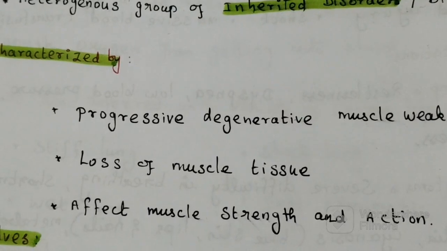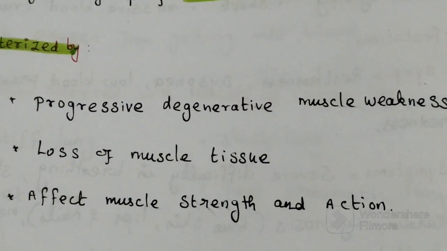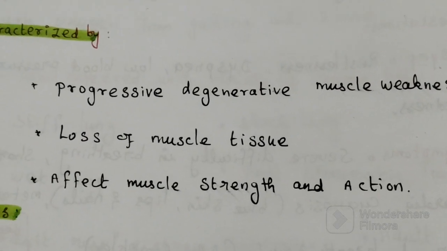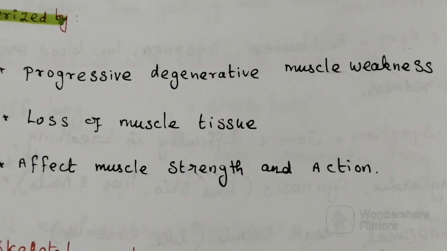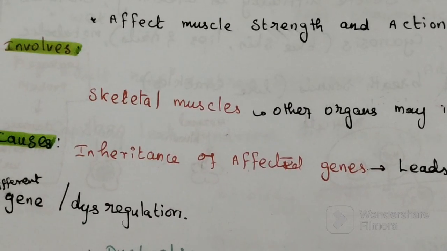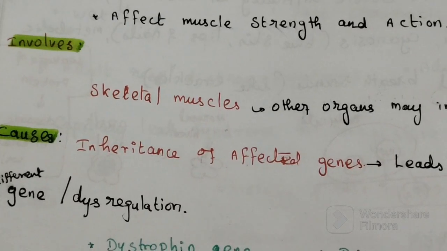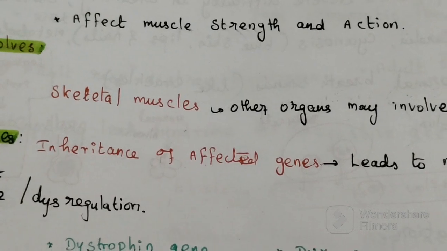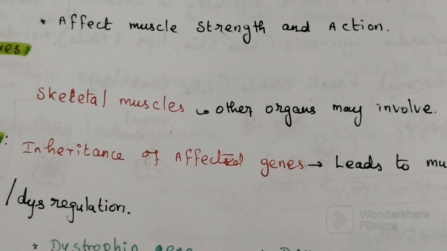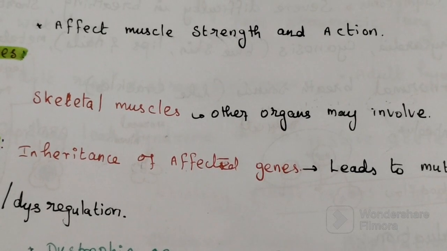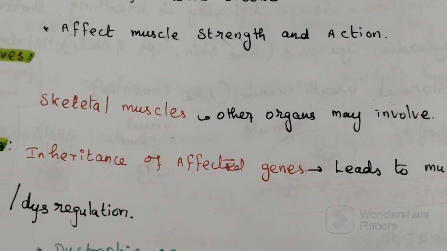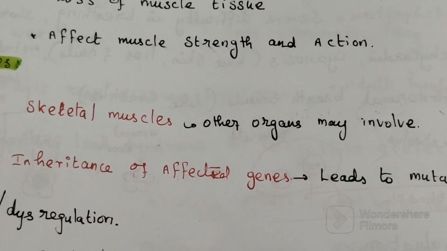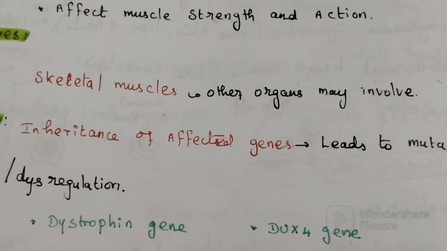So what are the characteristics? Progressive degenerative muscle weakness, loss of muscle tissue, and effects on muscle strength and action. This muscular dystrophy primarily involves skeletal muscles, and a few other organs may also be affected.